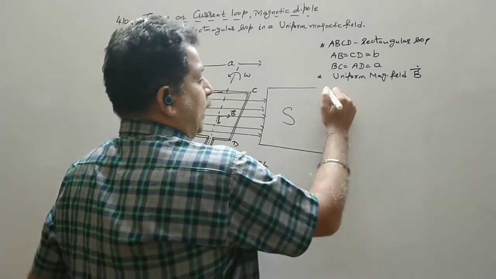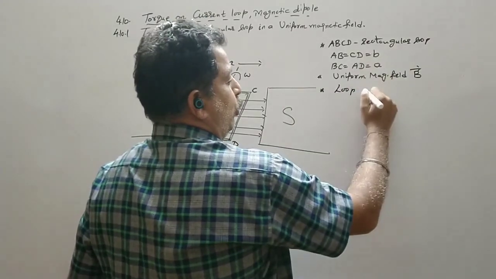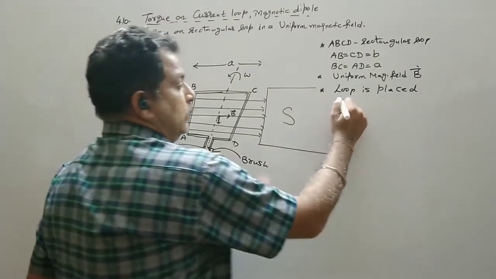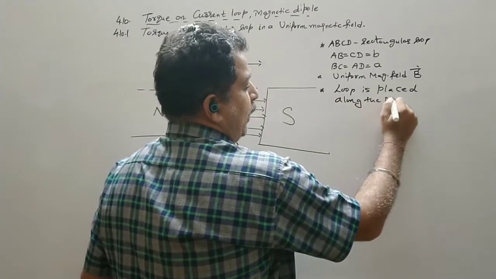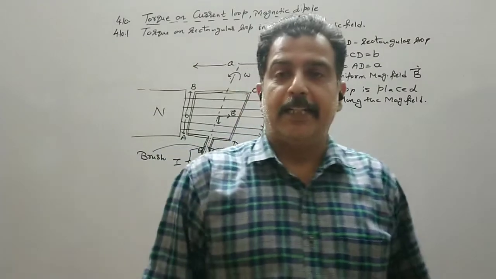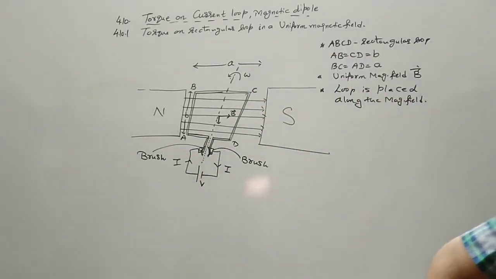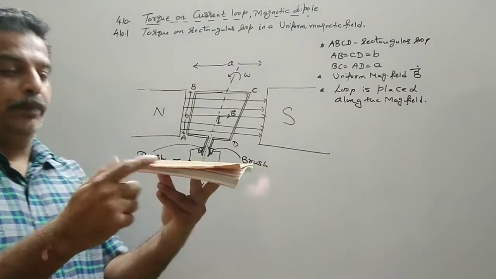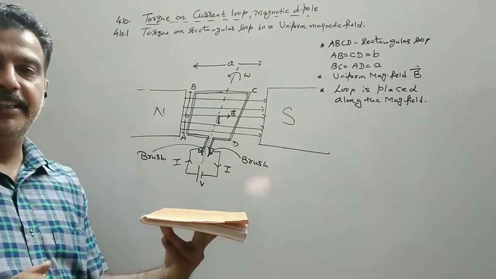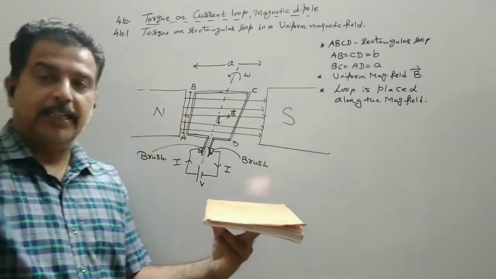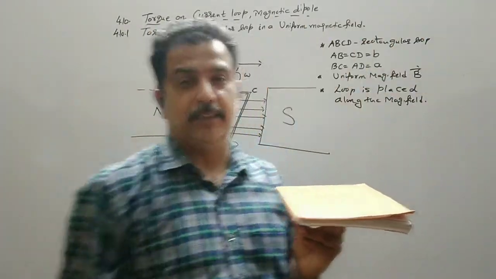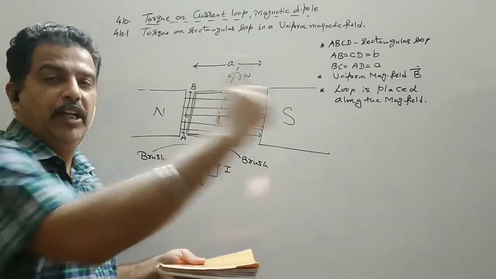Also, we assume that the rectangular loop is placed along the magnetic field. If the loop is placed along the magnetic field, its area vector is perpendicular. So let us assume that this is the loop. This is end A, this is B, this is C, and this end is D. And this side is a north pole. Let us assume the right hand side is a north pole and the left hand side is a south pole. So we have a uniform magnetic field along the x-axis.